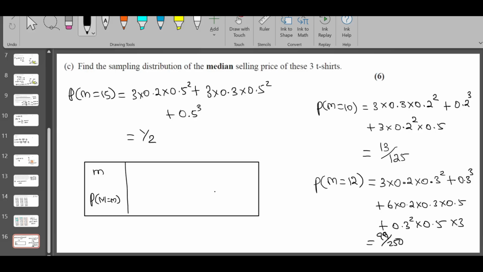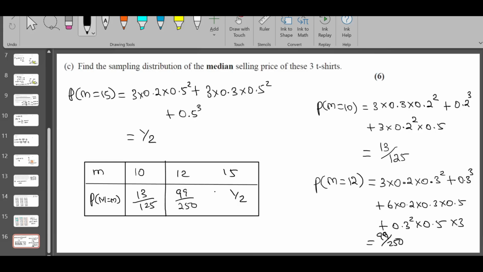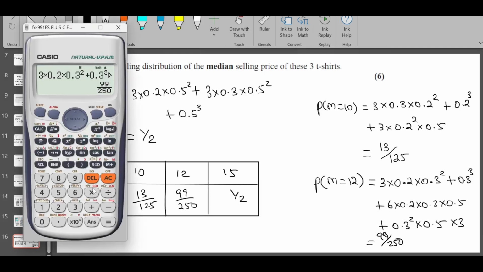Now draw a table, a probability distribution table with M, P of capital M is equal to small m. The M values are 10, 12, 15, 13 over 125, 99 over 250, 1 over 2. If you draw this, don't move on to the next question. Make sure sum of all the probabilities is equal to 1. So you have to double check that. 13 over 125 plus 99 over 250 plus 1 over 2 should be equal to 1. If it is not equal to 1, there is something wrong in the calculation. That's all.